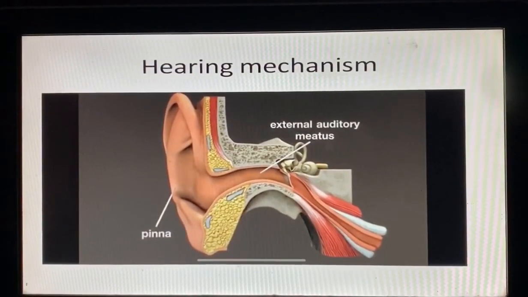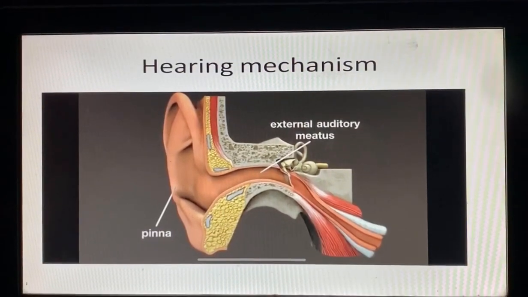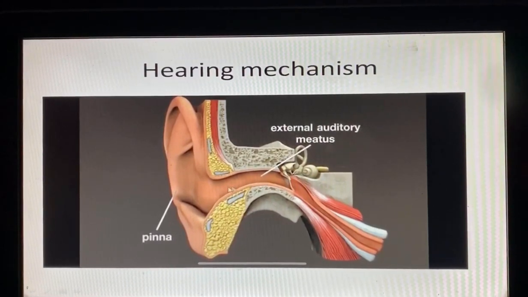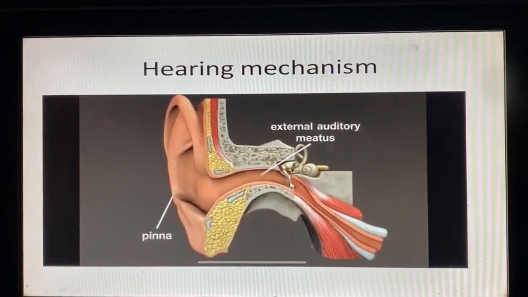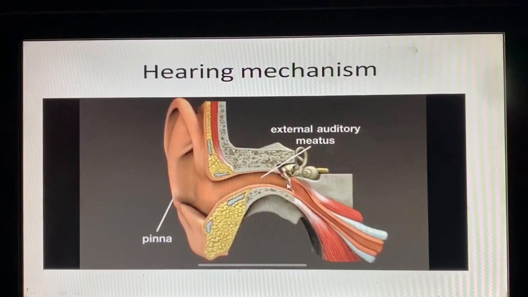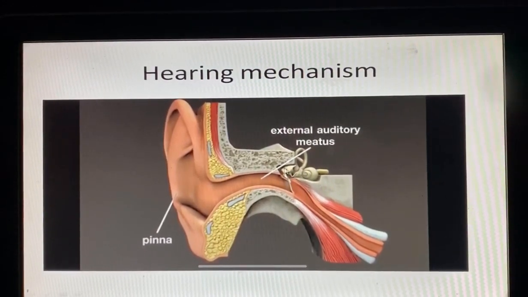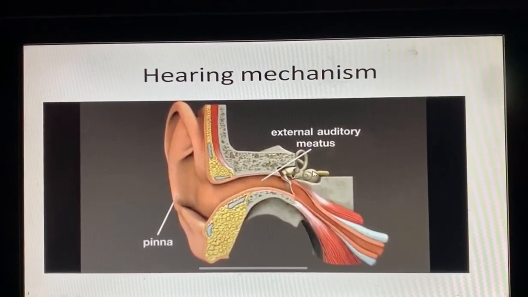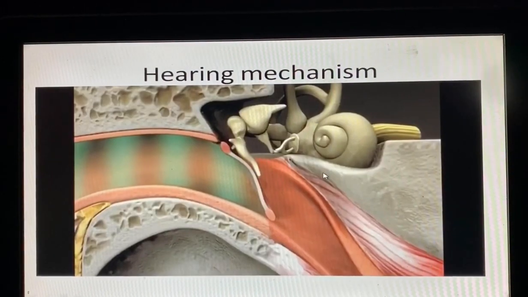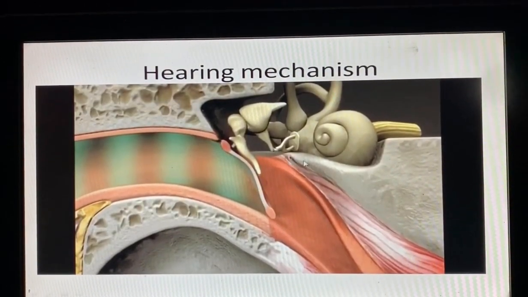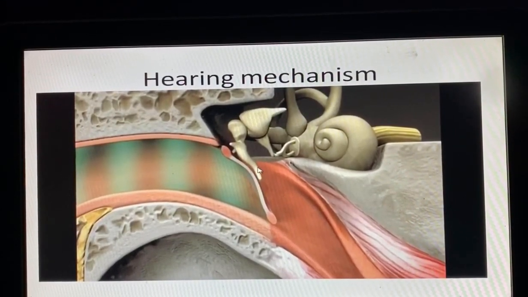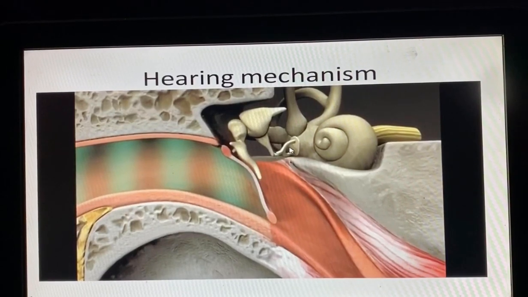So let's start with the hearing mechanism. Normally, we already know the structure, that is the pinna, followed by the auditory canal or meatus and eardrum or tympanum, three ossicles or ear bones, malleus, incus, stapes, and the cochlea, finally the nerves. Yes, so let's focus on the zoom in view of the bones. You see the hammer shaped malleus, incus and stapes.